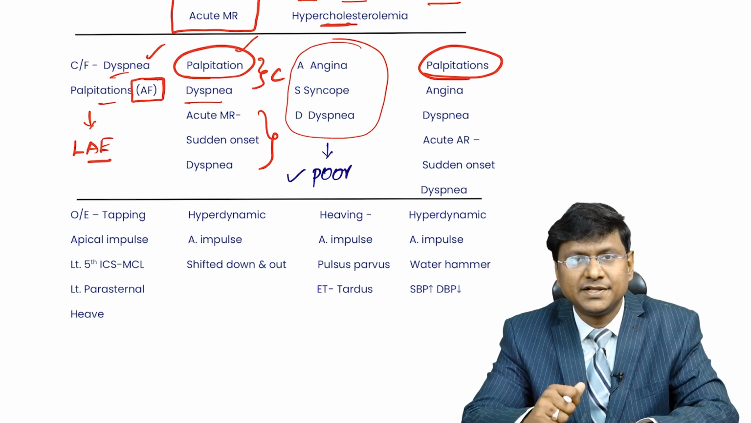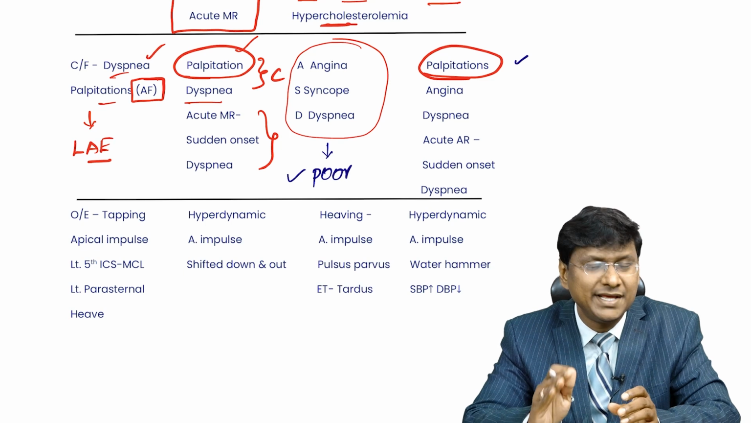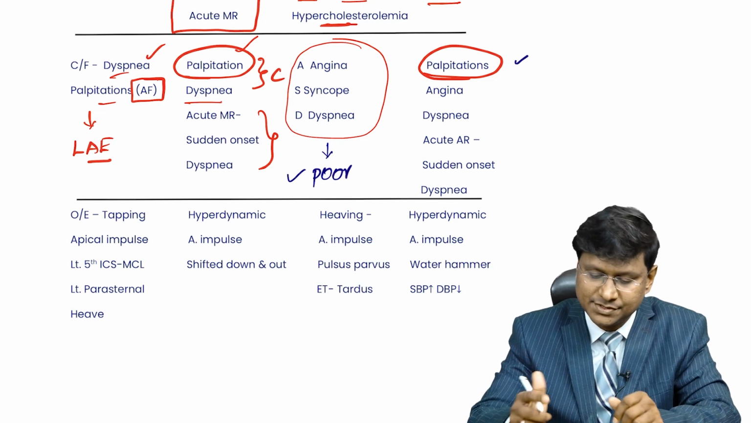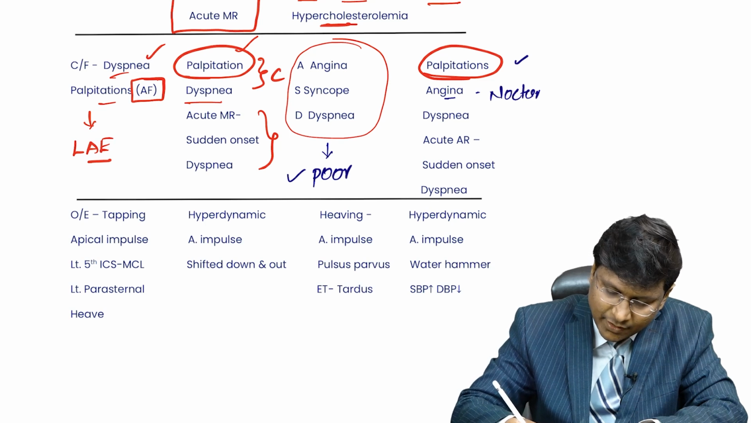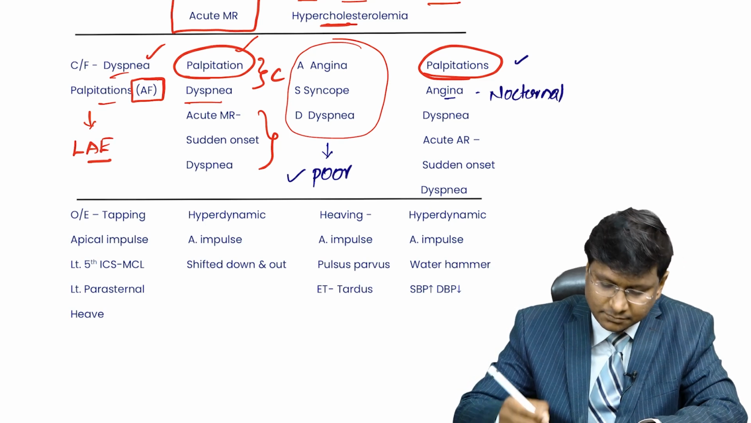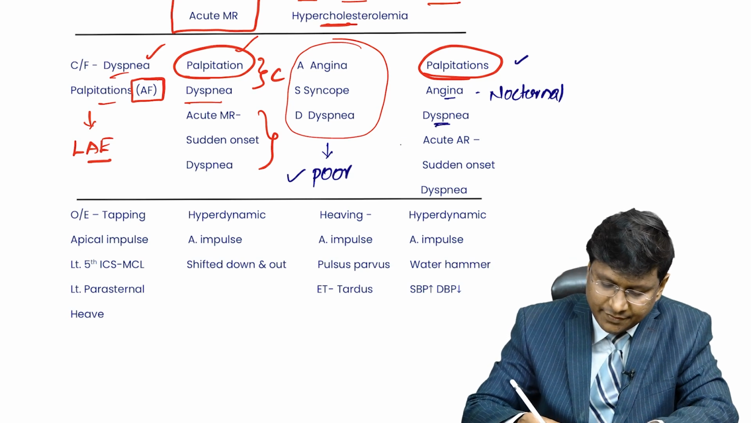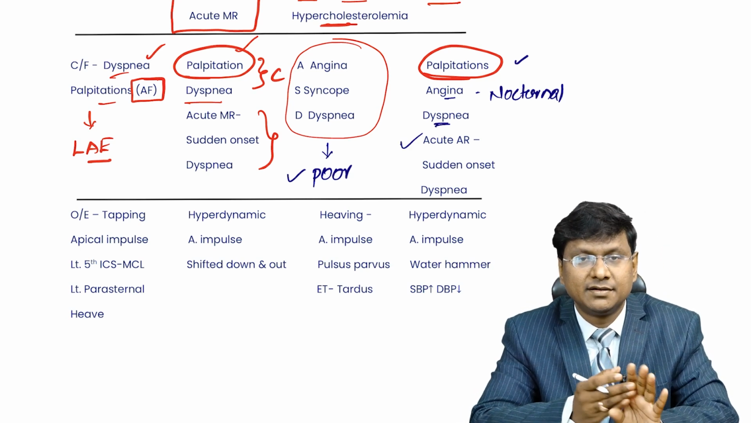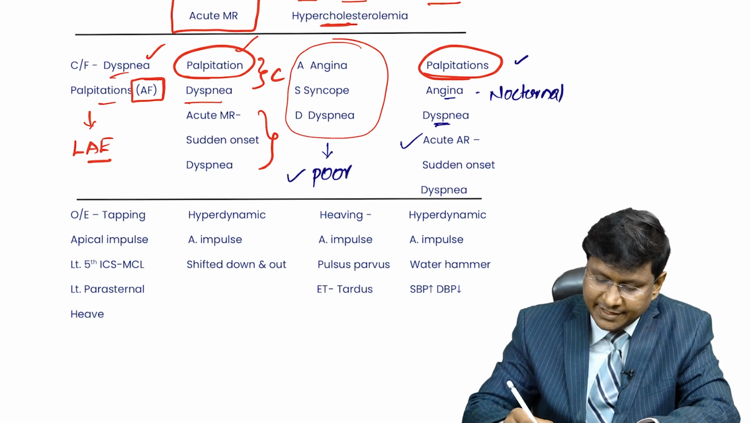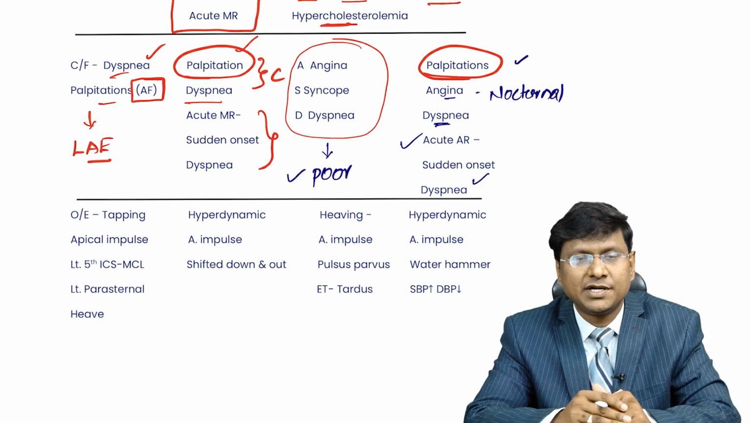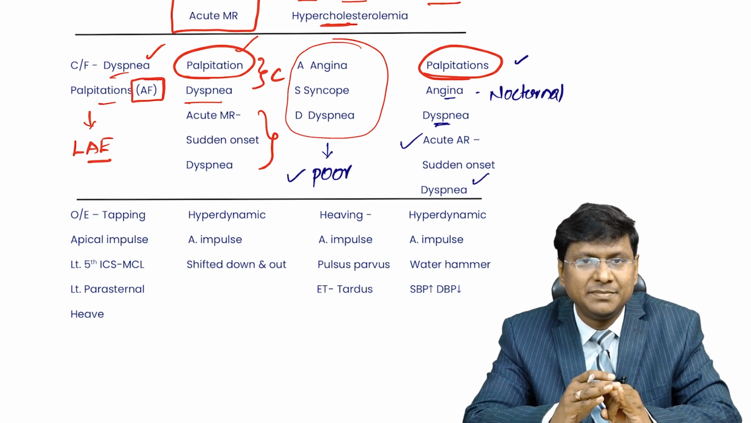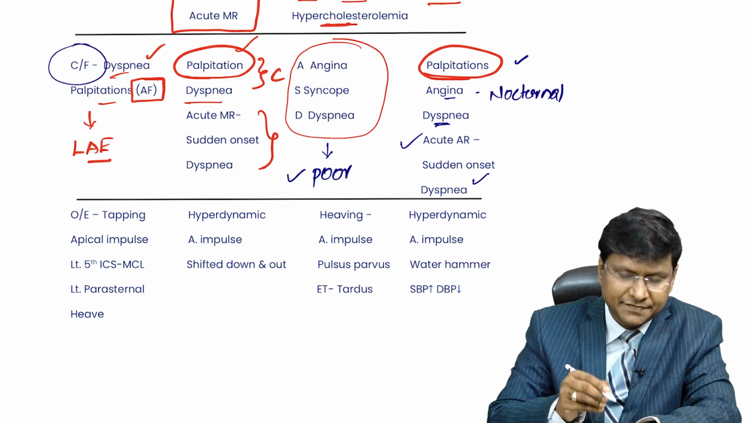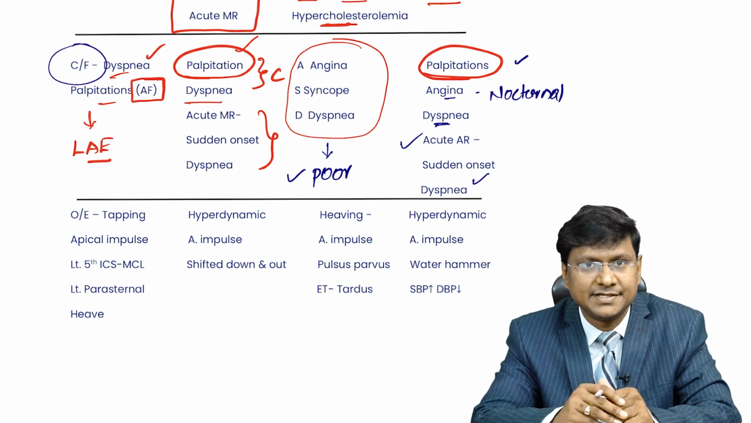Whereas if you take the case of AR, in chronic AR, the presentation will be in the form of palpitations, followed by angina. This angina will be mainly nocturnal angina, and they will also develop dyspnea. Whereas in cases of acute AR, the individual will develop sudden onset dyspnea. And what are the causes for the acute AR? That will be the aortic valve perforation, and that could be because of infective endocarditis or aortic dissection. So these are the clinical features that you will have in cases of the valvular heart diseases, right?